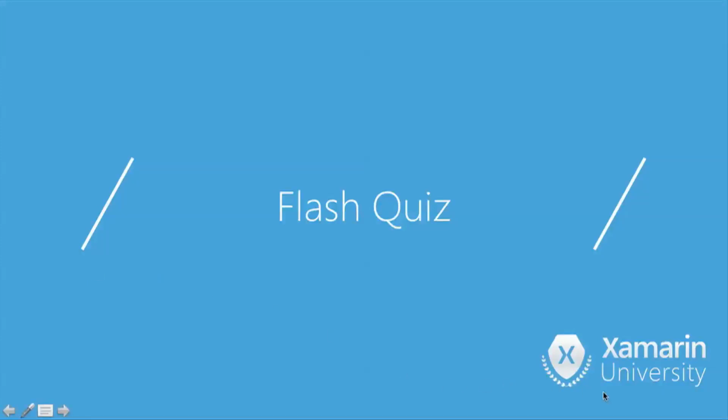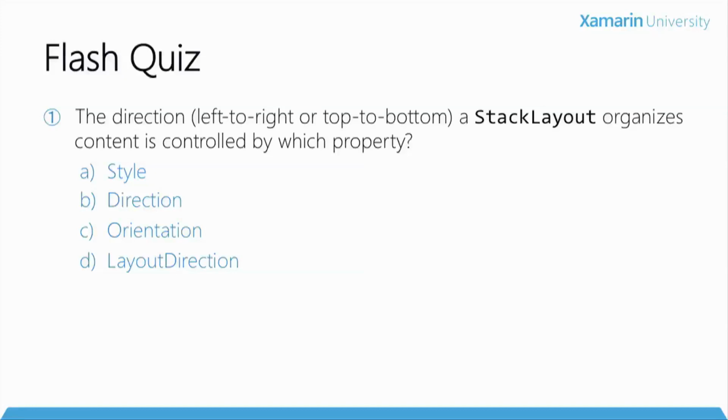All right, let's have another flash quiz. The direction, left to right or top to bottom, of a stack layout is organized and controlled by which property? Was that A, style, B, direction, C, orientation, or D, layout direction? And the correct answer here is C, orientation. You can set the orientation to be either vertical or horizontal.